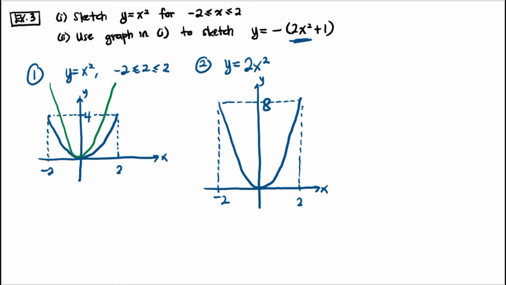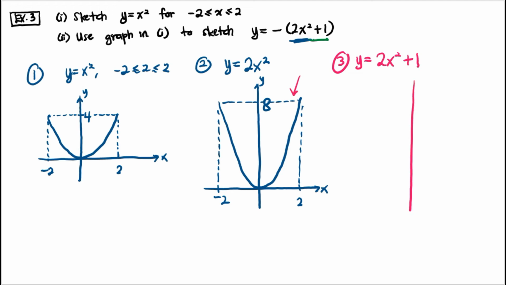Now you can add 1 at the back there. So what we have in the third step is 2x squared plus 1, meaning that you want to shift this graph upwards by 1 unit. Suppose that is your graph. So I'm going to draw. This is -2 and this is 2, so shifting this upwards by 1 unit.